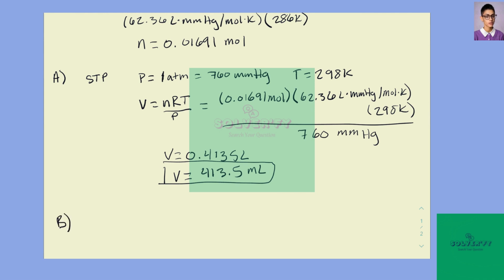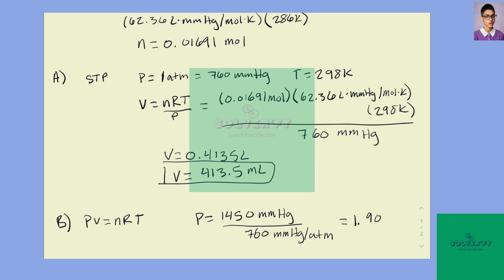And then for part B of this equation, they want us to find the moles of nitrogen in the air. So again, we're going to be using PV is equal to nRT. And let's get our pressure into atmospheres. So our pressure is equal to 1,450 millimeters of mercury. We're going to divide this by 760 millimeters of mercury per atmosphere. So our pressure is going to be 1.98 atmospheres.